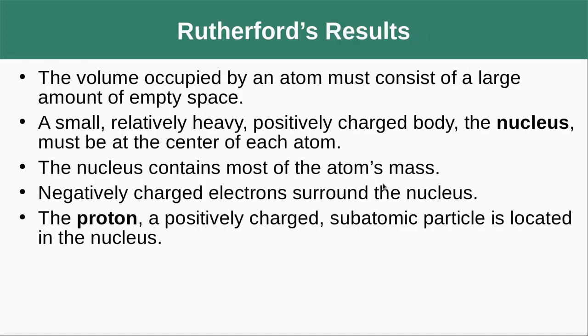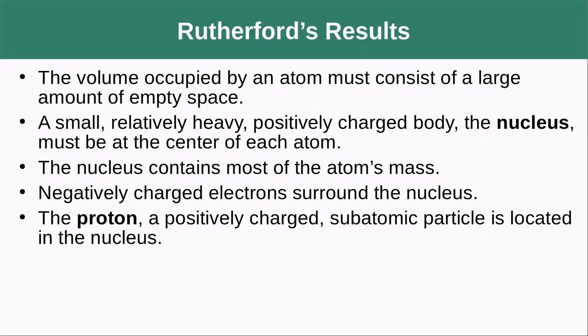So what conclusions can we draw from that? He concluded that the volume occupied by an atom must consist of a large amount of empty space. The majority of that material was empty space that allowed the alpha particles to pass right through. He decided that there was a small, relatively heavy, positively charged body that was able to deflect, or in some cases even cause the alpha particles to bounce off of. He coined the term nucleus.